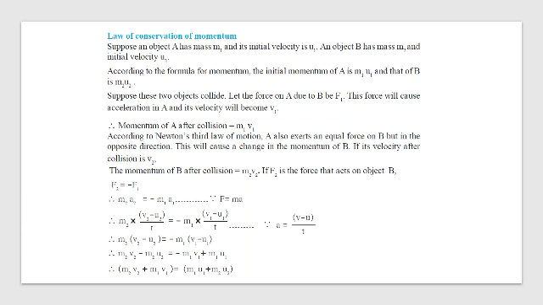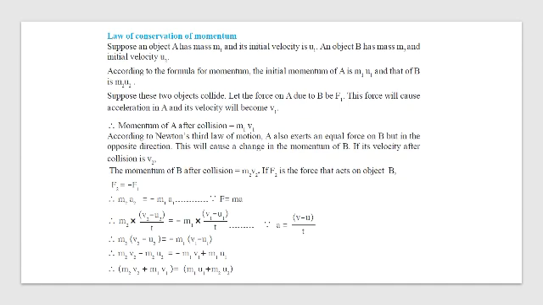Suppose an object A has mass m1 and its initial velocity is u1. Another object B has mass m2 and its initial velocity is u2. According to the formula of momentum, initial momentum is m1 u1 and for B it is m2 u2. If these two objects collide, that means hit one another, that is what I am talking about, playing a carom board or marble.